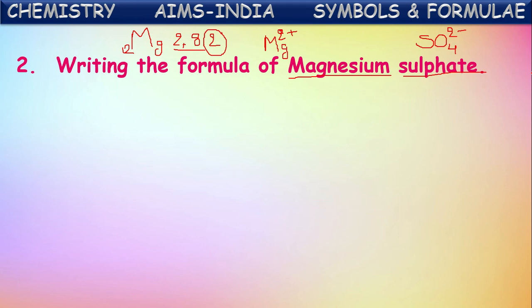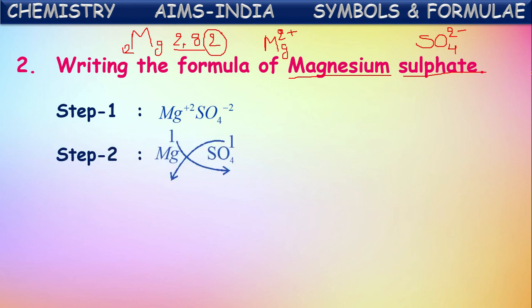Now let us try to write the molecular formula of the compound formed by magnesium and sulfate ions. In that, the first step is writing the positive ion followed by negative ion. It is written: first the Mg+2 ion and next the SO4 −2 ion. Both are written. In the second step, the common factor should be eliminated.